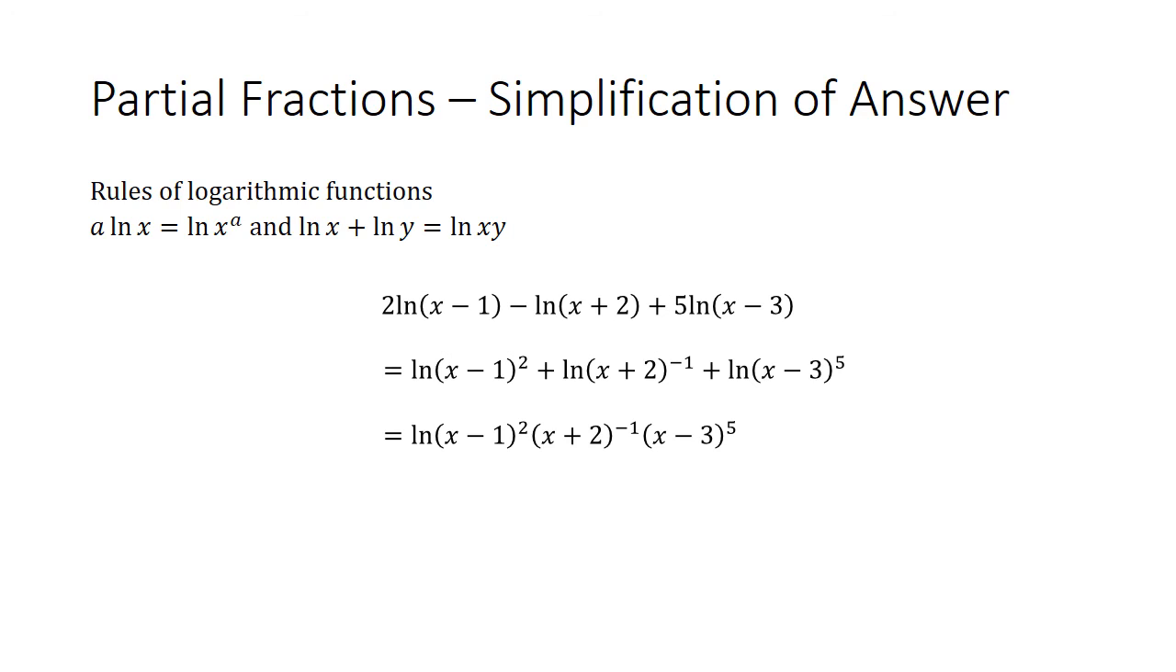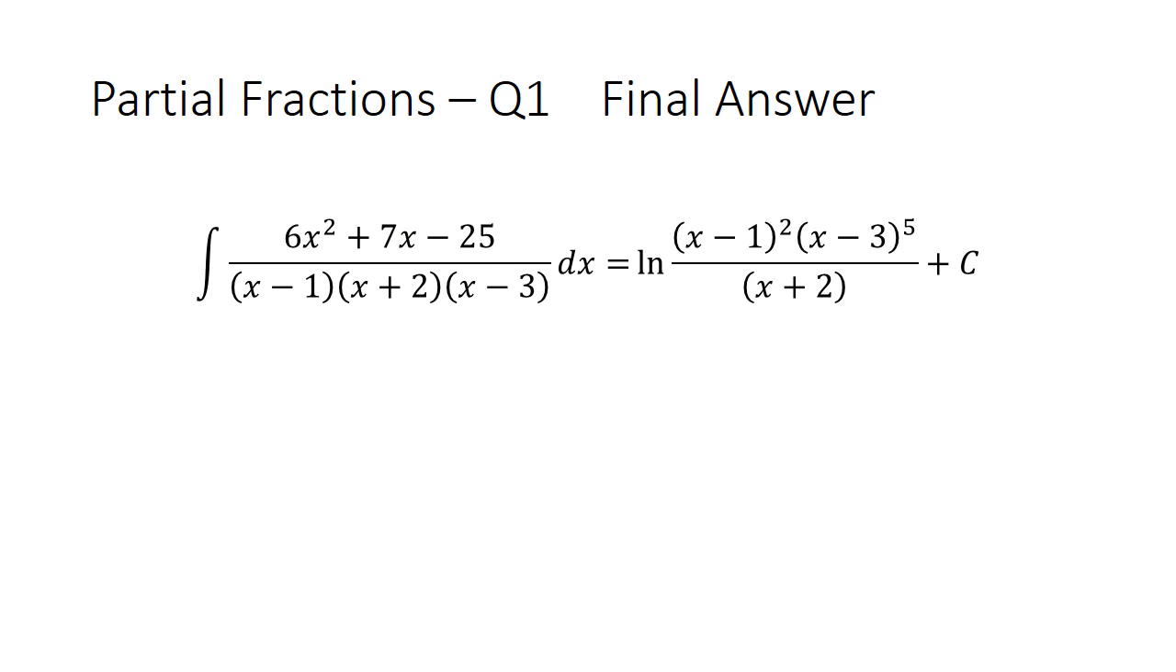The last thing we need to do is, the middle term is to the power of minus 1, so we can bring that underneath, and our final answer is equal to log of x minus 1 squared times x minus 3 to the power of 5 divided by x plus 2. So we transform the three separate logarithmic functions into a single logarithmic function. This gives the final answer for this particular problem.